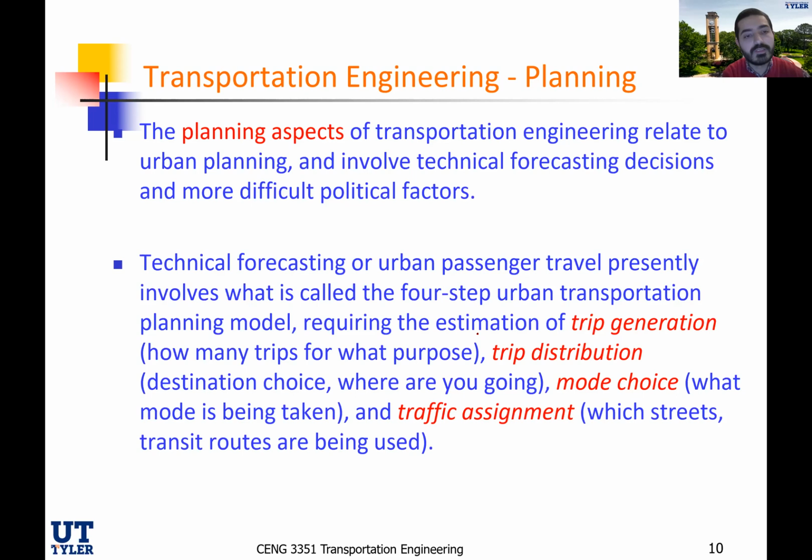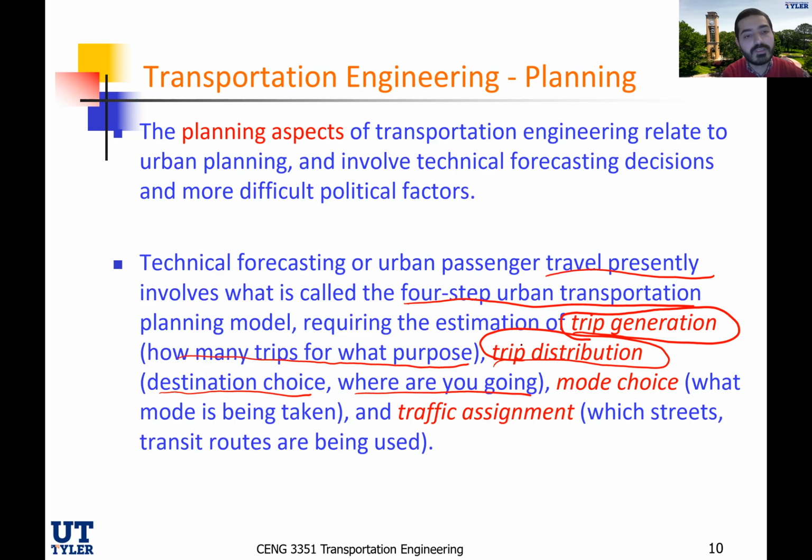Technical forecasting of urban passenger travel presently involves what is called four-step urban transportation planning. What are those four steps to plan in the right way? It's all about trip generation, which is you need to plan how many trips for what purpose. Also, you need to involve trip distribution, which is now we need to know what's the destination choice. Where are people expected to go at this location?